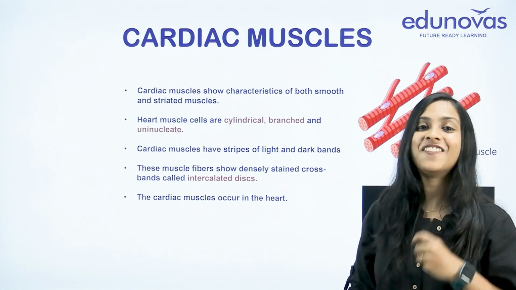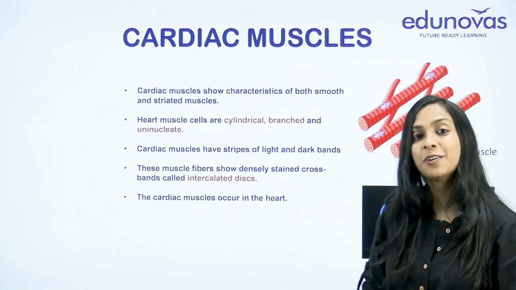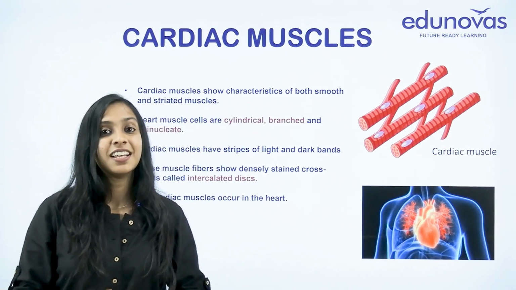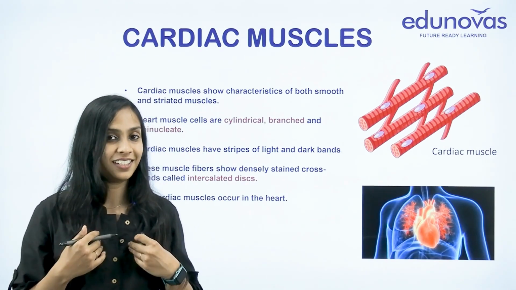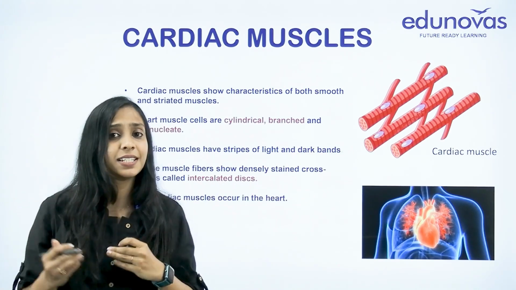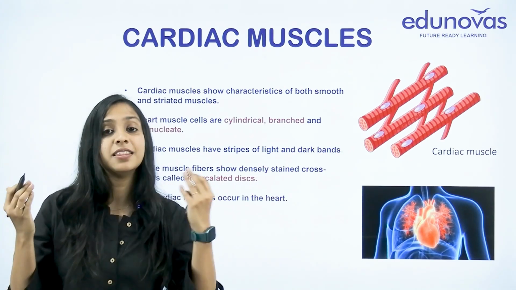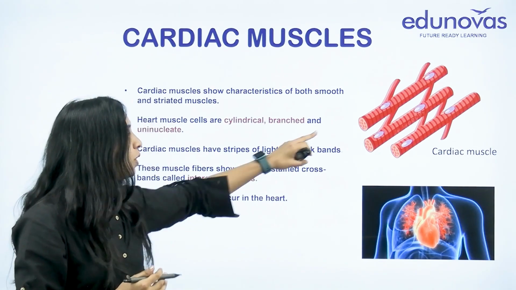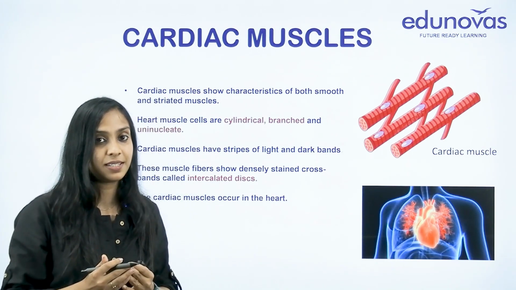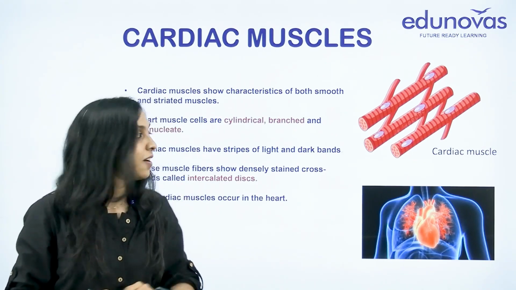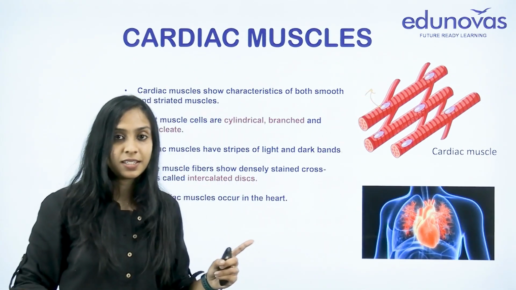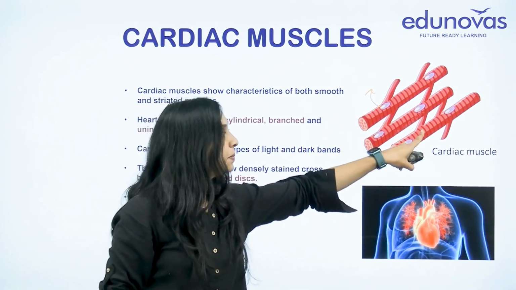The third and final muscle type that we are going to be studying is the cardiac muscle. Just as the name suggests, this is found in our heart. As you can see, the cardiac muscle exhibits characteristics of both the striated and the smooth muscle types. They do have alternating light and dark bands, giving them a striated appearance. However, they only have one nucleus per cell, making them uninucleate. They also have a branched appearance.